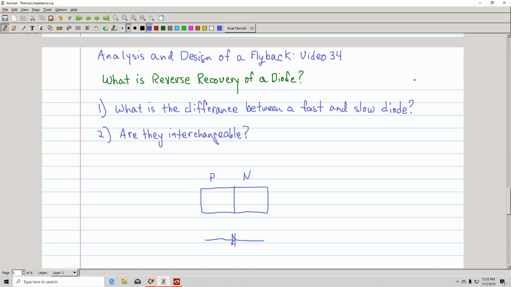Welcome to the analysis and design of a flyback. This is video 34. Hopefully this will be a short video. What is reverse recovery of a diode? That's a very important subject.